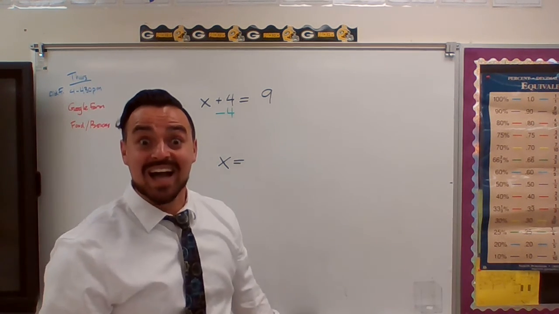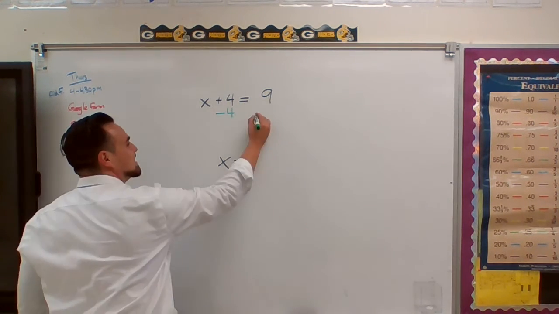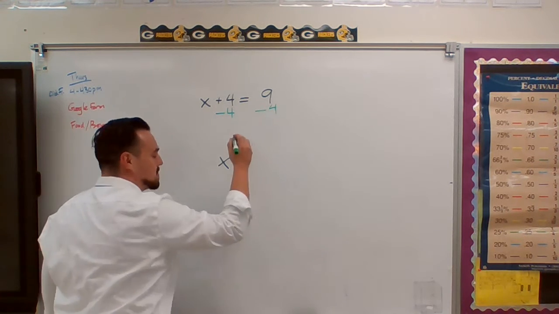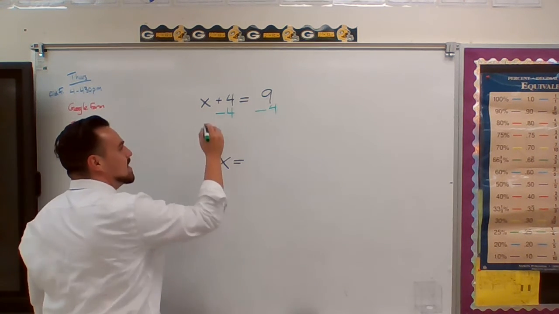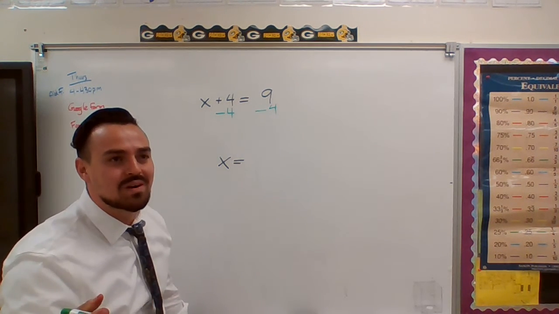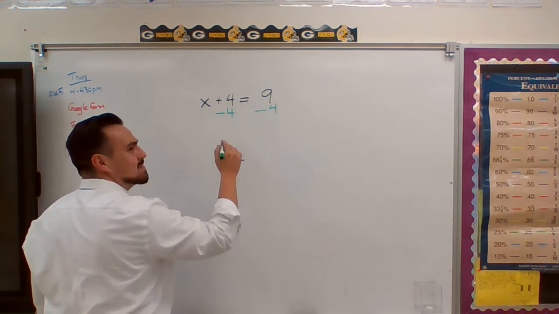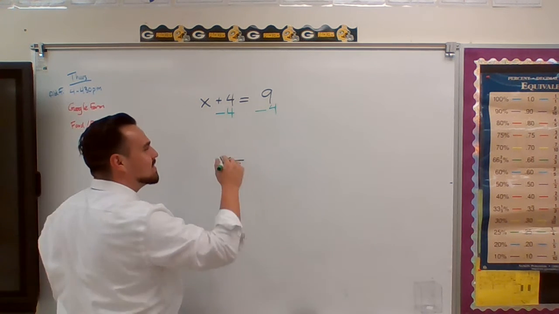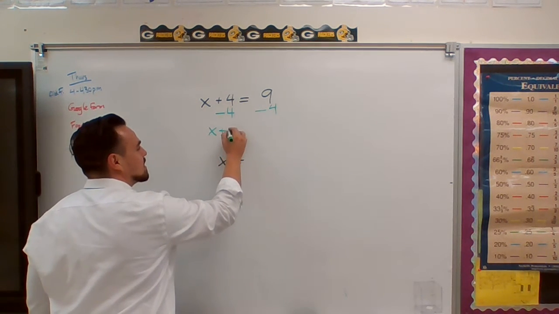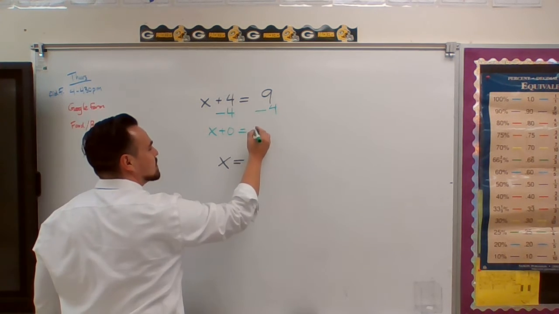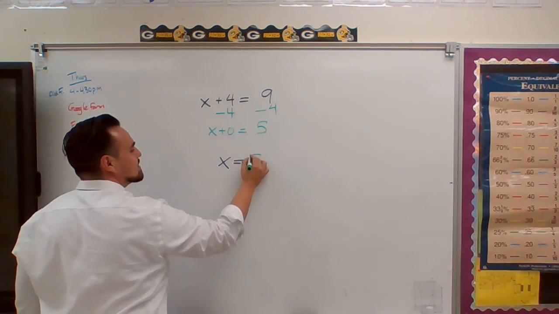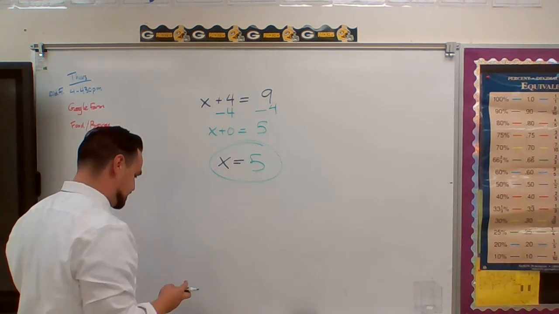But wait! I can't do that unless I do this too. Because what I do to one side, I have to do to the other. X plus 4 minus 4 plus 4 minus 4 is just 0. You'll be left with x plus 0 is equal to 9 minus 4, which is 5. Or x is equal to 5.